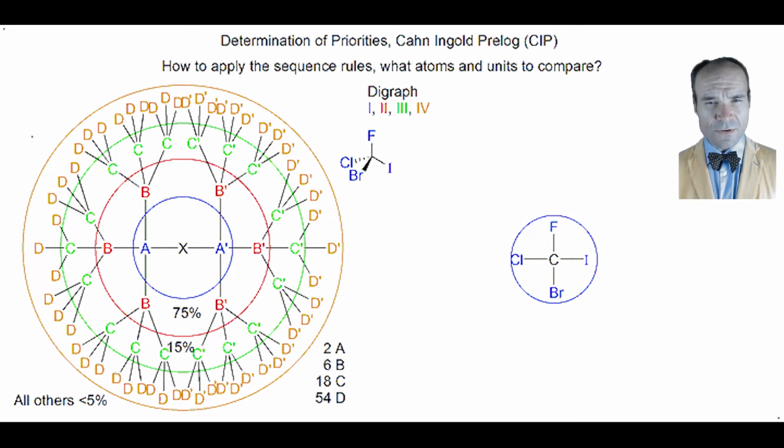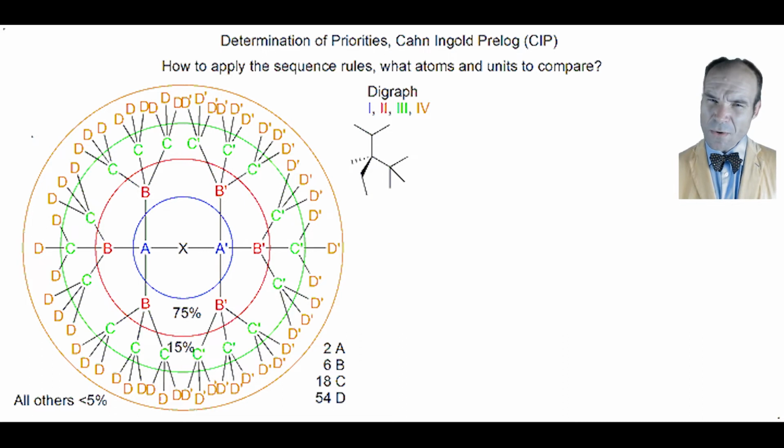The fluoro group is the fourth and lowest priority. Then the chloro group at the third priority, followed by the bromo group at second priority, with ultimately the iodo group as first priority. We don't need to look at any additional bonds from the stereochemical origin. And indeed, there aren't any in this simple example.